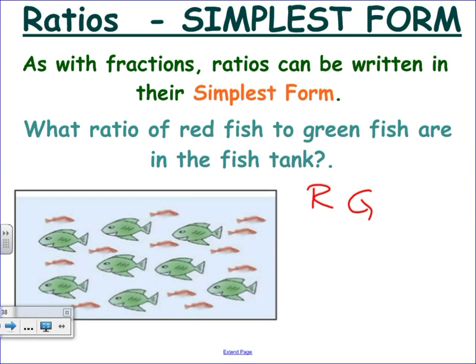How many red fish? How many green fish? So I've counted my fish, and I know there are 12 red fish to 8 green fish. And it's asking it red to green. That's really important. So when you simplify it, divide by 4, divide by 4, I end up with 3 to 2, and that is the lowest term.